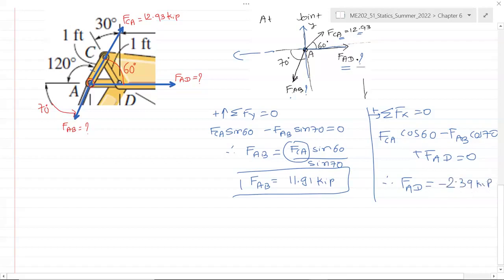So we get the negative answer here. That means this assumption of link AD pulling at joint A is wrong. In the actual sense, link AD is pushing at joint A. That means it's in compression. So the final answer is FAD is equal to 2.39 kilopound compression, not tension. So the true sense for FAD is not this, it's actually the other way. It's pushing at joint A because we get the negative number.